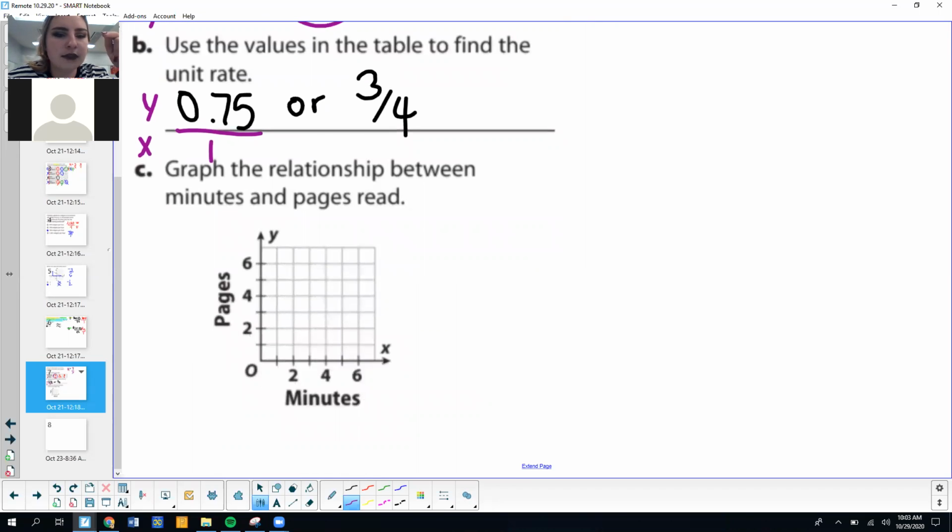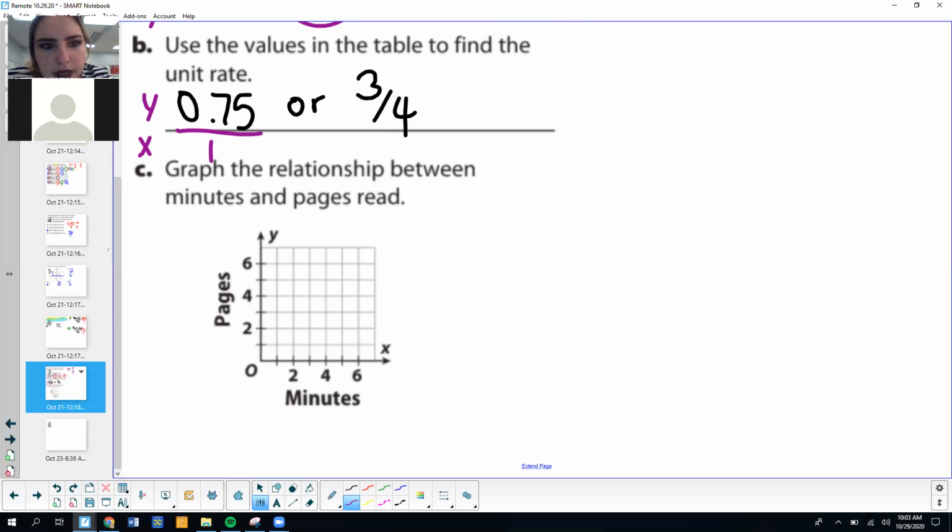So it's hard for you guys right now because you don't have graphing paper, or it's also hard for me to graph on the screen. Next week, we're going to have more practice. So it is really important next week, guys, if you can get some graphing paper or print off that sheet from Google Classroom. And I'll show you where that is in a second. Graph the relationship between the minutes and pages read. So they want us to graph 3.